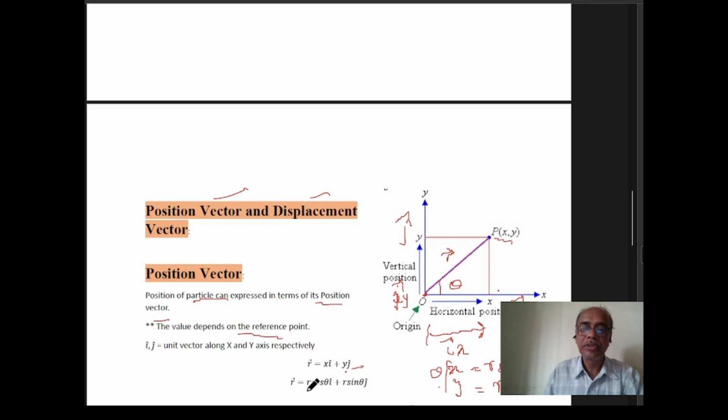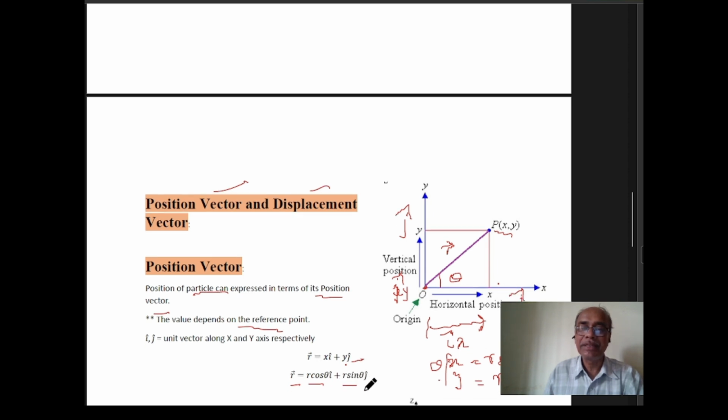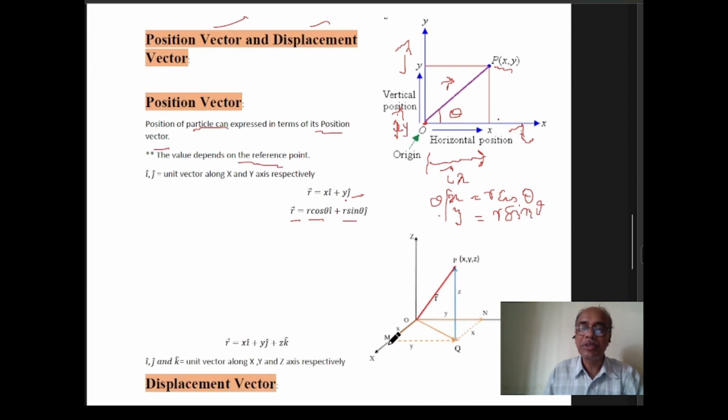So you should substitute here. In terms of r and theta, polar coordinates, the vector equals r cos theta i cap plus r sin theta j cap. This is for 2 dimensions. Similarly for 3 dimensions, suppose P is the position vector. The coordinates are x, y, z. That means you move x in the x direction, y in the y direction, and z in the z direction. If i cap, j cap, and k cap are the unit vectors along x, y, z, then this will be x i cap, this will be y j cap, and this length will be z k cap.